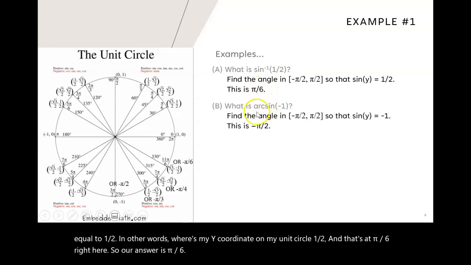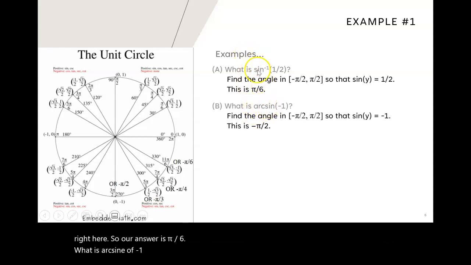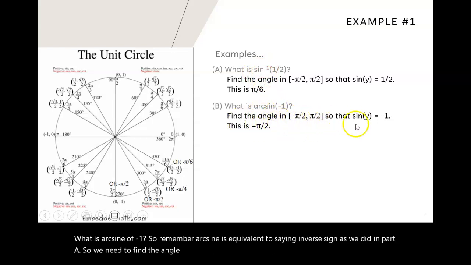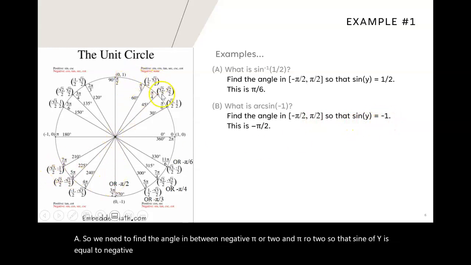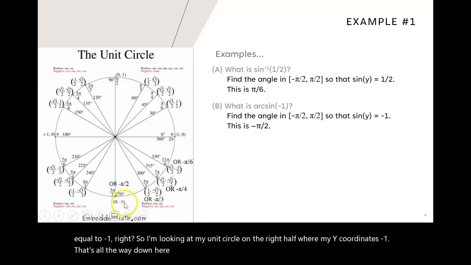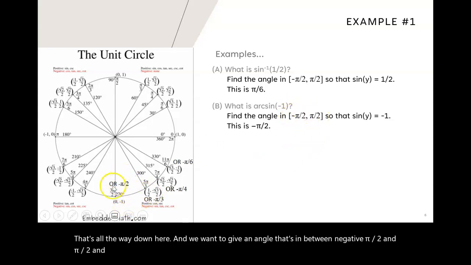What is arcsine of -1? So remember, arcsine is equivalent to saying inverse sine, as we did in part A. So we need to find the angle in between -pi over 2 and pi over 2 so that sine of y is equal to -1. All right, so I'm looking at my unit circle on the right half where my y coordinate's -1. That's all the way down here. And we want to give an angle that's in between -π/2 and π/2, and that's just -π/2.